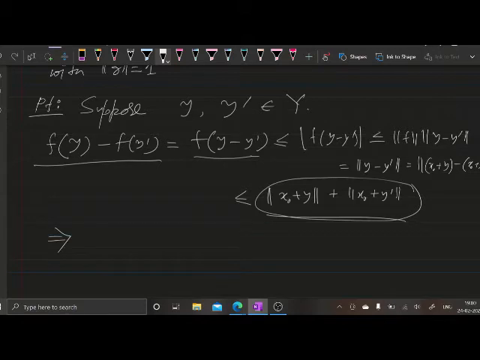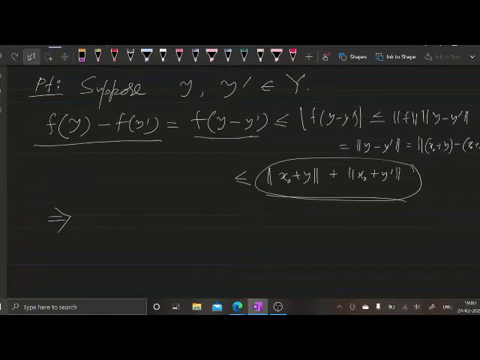Now we will take this to the left side because it involves y, and we will take this to the right side because it involves y dashed.